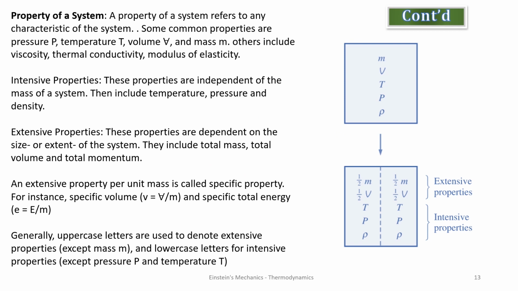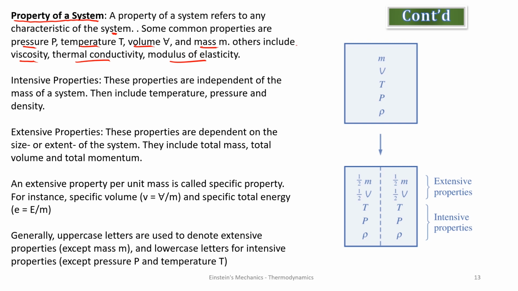Look at this. Property of a system. A property of a system refers to any characteristic of the system. So if I have a particular system, all the characteristics of the system become its properties. Are we good? The behaviors of the system, how it changes with respect to temperature, with respect to pressure, are all the properties of the system. And some common properties are pressure, temperature, volume, and mass. We can include others: viscosity, thermal conductivity, modulus of elasticity. They are all properties of a system.